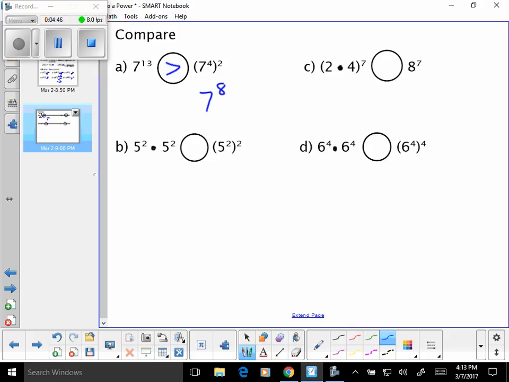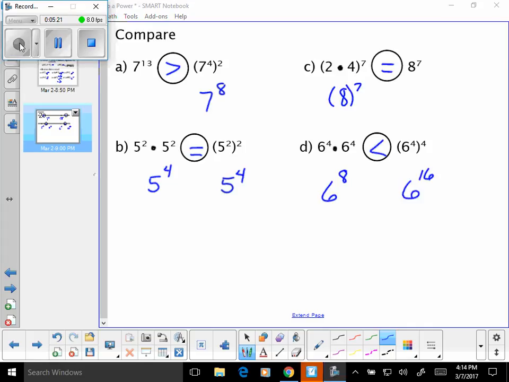In B, we need to simplify both sides. 5 to the 2nd times 5 to the 2nd. We go back to one of our very first lessons that if we multiply the bases, we are going to add the exponents. Today's lesson says if we take 5 squared and then square it, we are going to multiply 2 times 2 and get 4. So this one is equal. At this time, please hit pause and you do examples C and D.